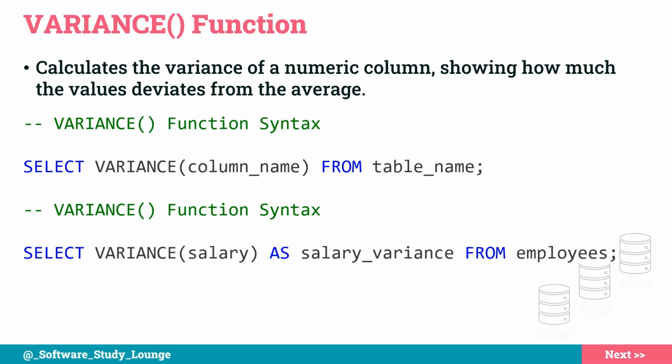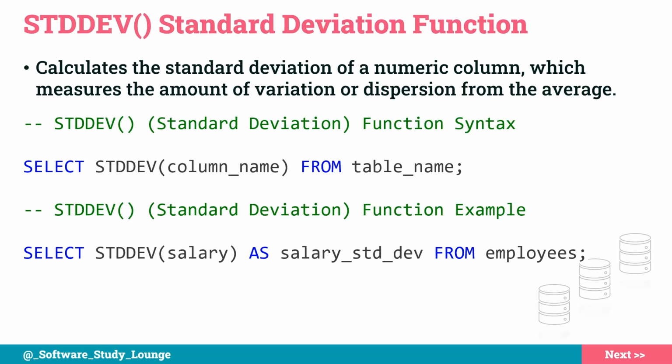The next function is the variance function. It calculates the variance of a numeric column, showing how much the values deviate from the average. SELECT VARIANCE(column_name) FROM table_name. Example is SELECT VARIANCE(salary) AS salary_variance FROM employees.